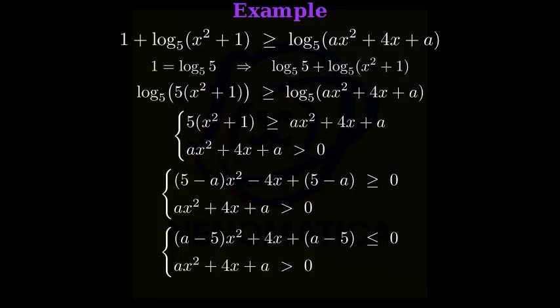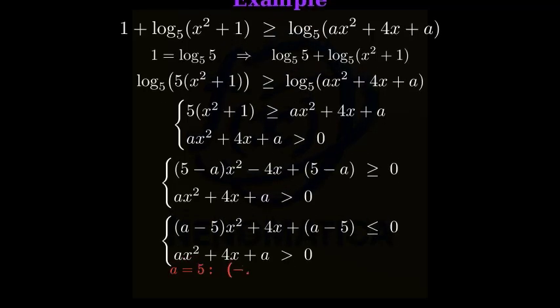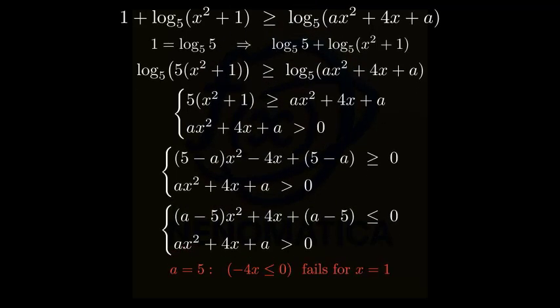Let us quickly test boundary values. If a equals 5, the first inequality becomes -4x is less than or equal to 0. So x must be non-positive, which fails for x equals 1. So a equals 5 does not work.